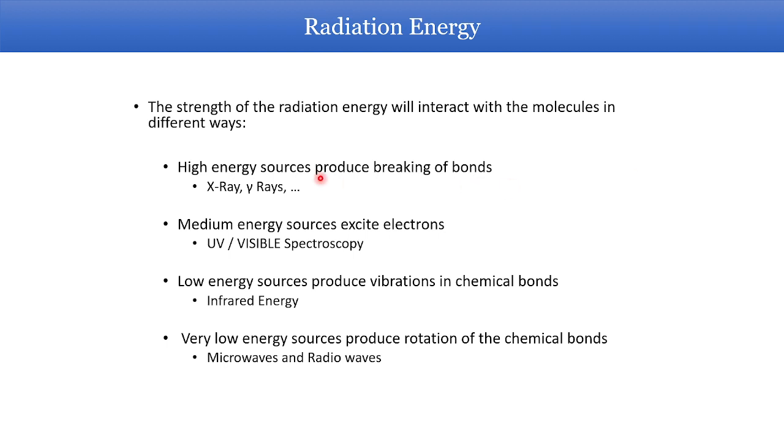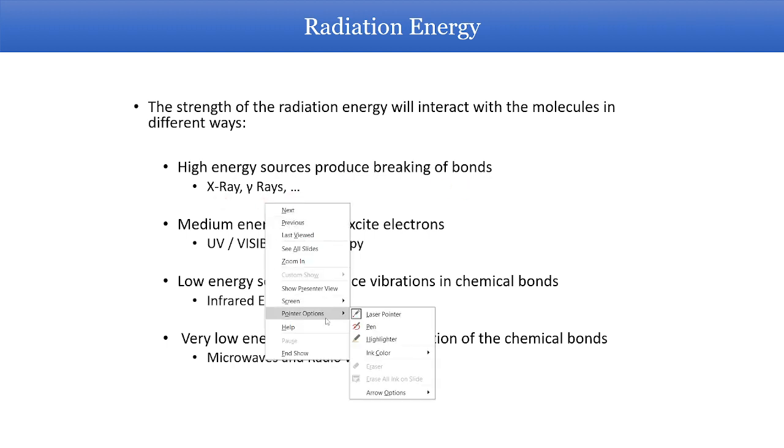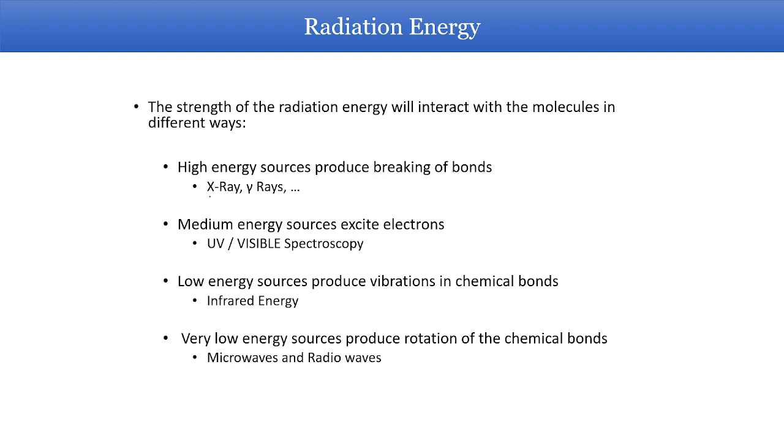So high energy sources produce breaking of bonds, like X-rays and gamma rays. This is a very important slide because we need to keep in mind the particular rays that are involved in the different functions. So X-rays and gamma rays are involved in breaking of bonds. UV visible spectroscopy excites electrons. The low energy sources produce vibrations in the chemical bonds. So vibrations in the chemical bonds are caused by infrared energy, and very low energy sources produce rotation of chemical bonds. So the rotation is done by the radio waves and the microwaves.